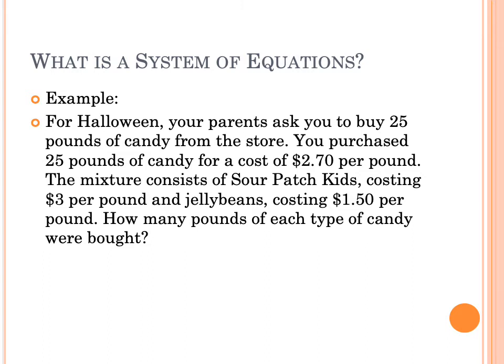So again, you bought some candy. We ended up with an average of $2.70 per pound for the 25 pounds of candy you bought. They give you the price of the Sour Patch Kids and the price of the jelly beans. And then this is important, we've got to circle back. What is the problem asking? How many pounds of each type of candy were bought?